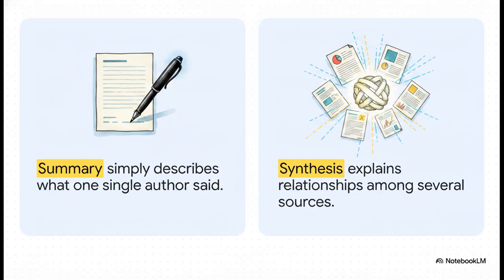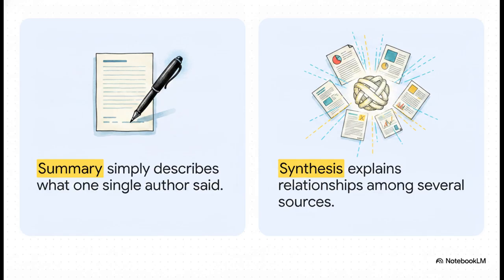Summary is simply describing what one single author said in isolation. Synthesis, however, is explaining the relationships, the trends, and the debates among several sources. If three different authors studied student motivation, please, I'm begging you, don't write three separate paragraphs summarizing each of them. Synthesize them. You might write something like, while authors A and B argue that intrinsic motivation is the primary driver of student success, author C's recent study suggests that extrinsic factors are actually more impactful in the first year.